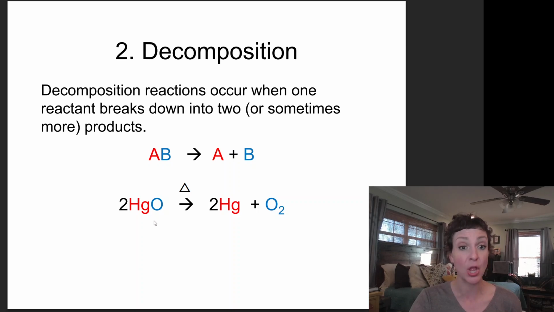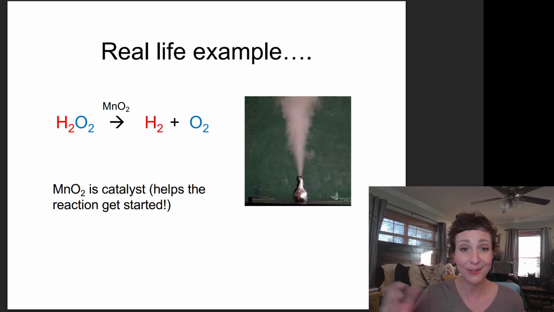So this is an example of mercury oxide. Yes, I have metal, mercury, non-metal oxygen there, a couple there. So super happy until no, conflict and a breakup. So mercury is now by himself and oxygen is now single by himself. Okay, here's a real life example.